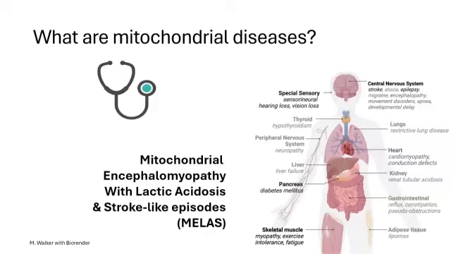Similarly, mitochondrial encephalopathy with lactic acidosis and stroke-like episodes, which we abbreviate MELAS, can affect many organ systems. It is defined by having brain disease, and that will be either a stroke-like episode or seizures. These patients can also often have hearing loss, and they can also have heart disease, including cardiomyopathy or problems with the rhythms in their hearts, and will very commonly have diabetes as well.